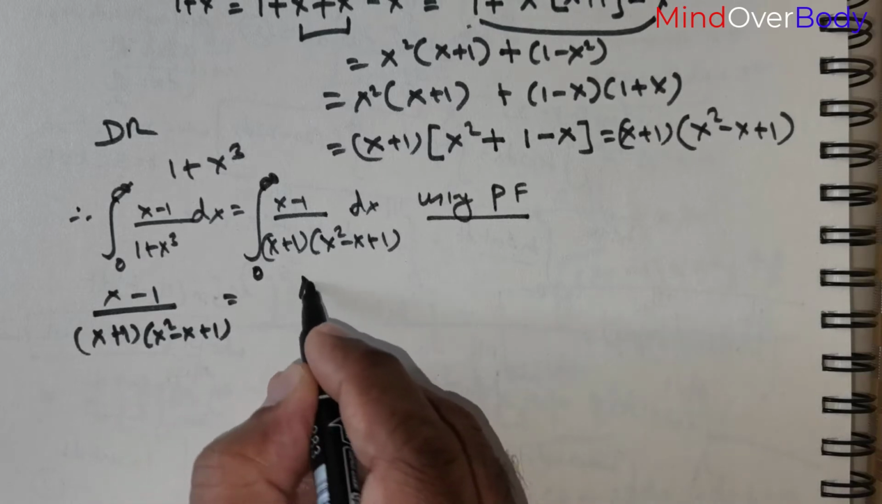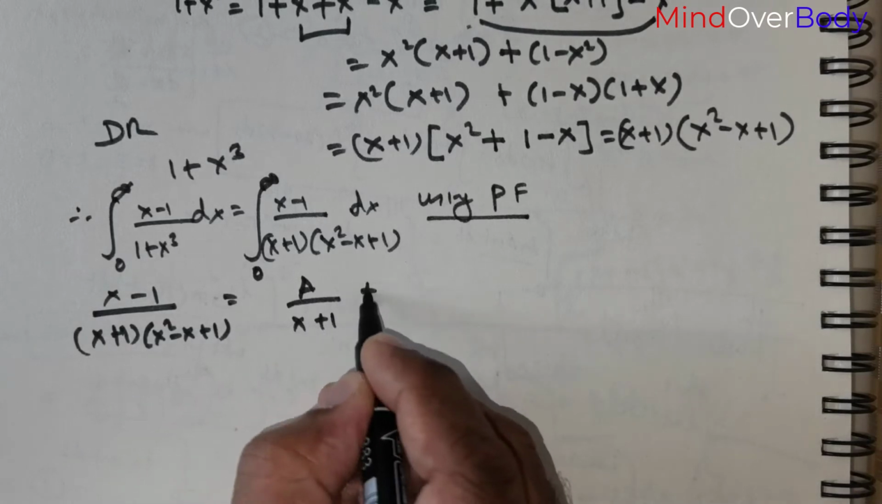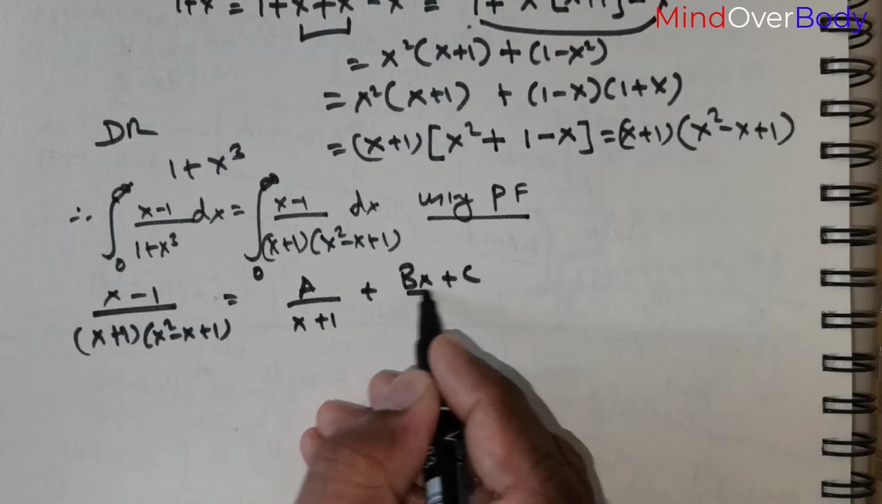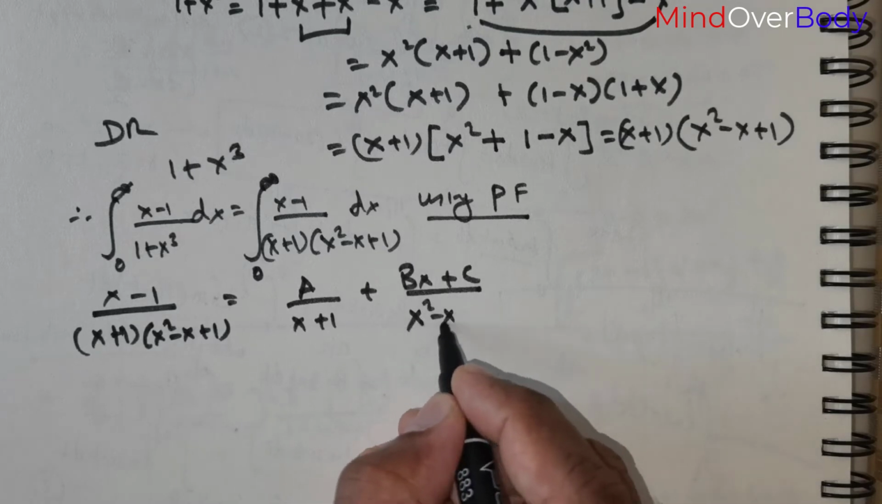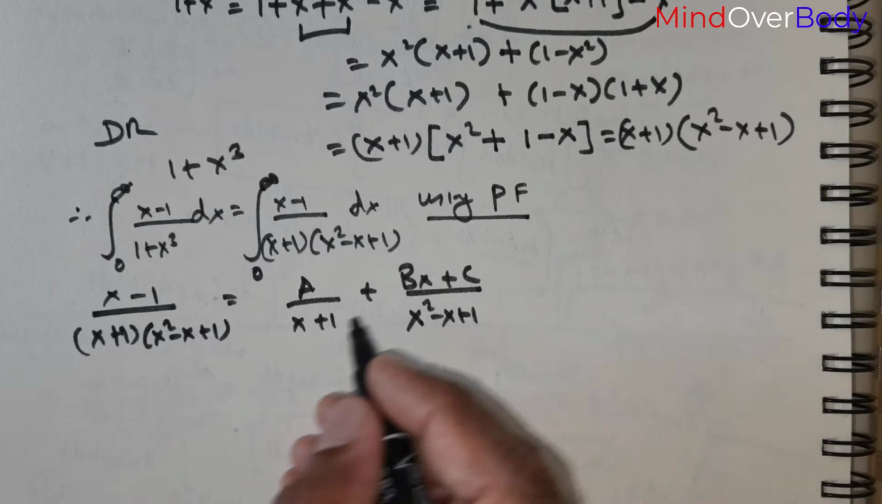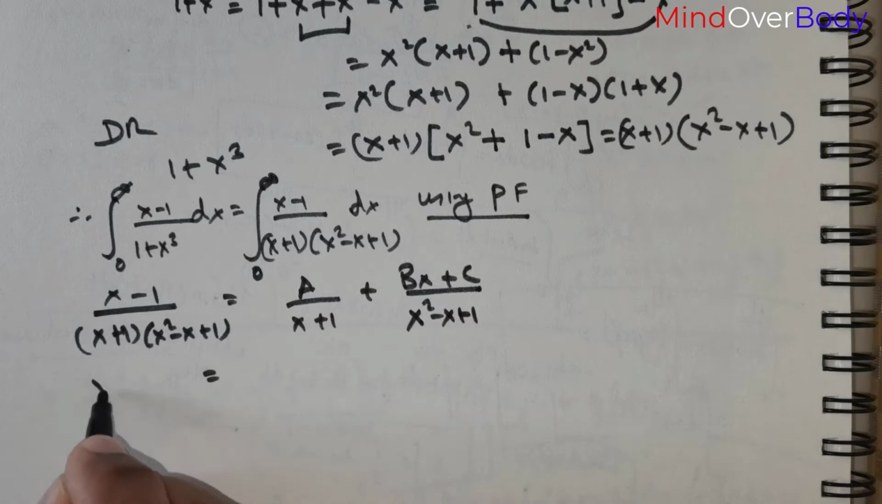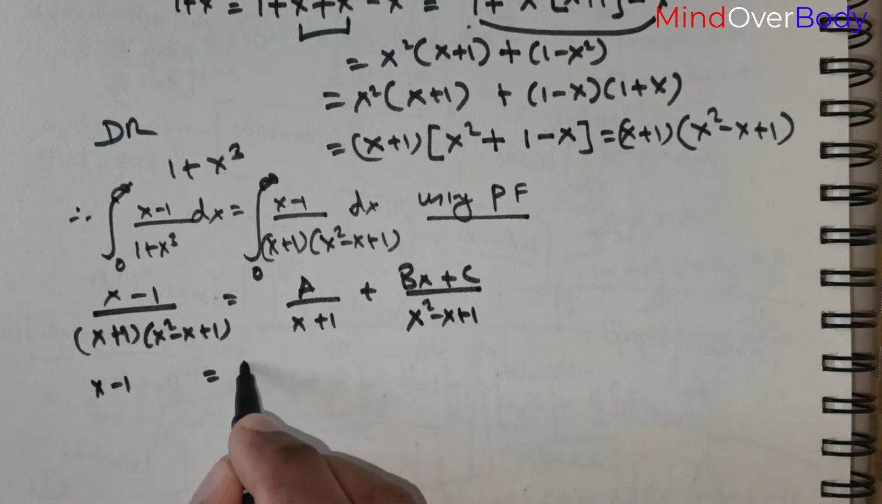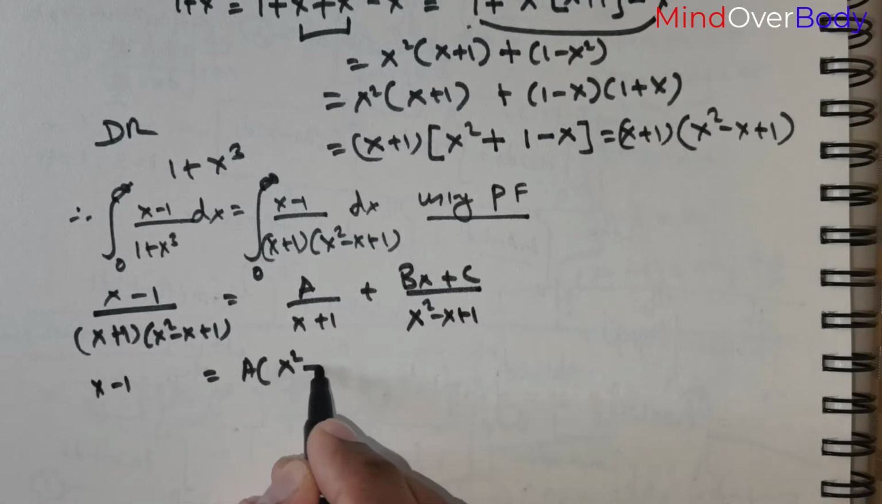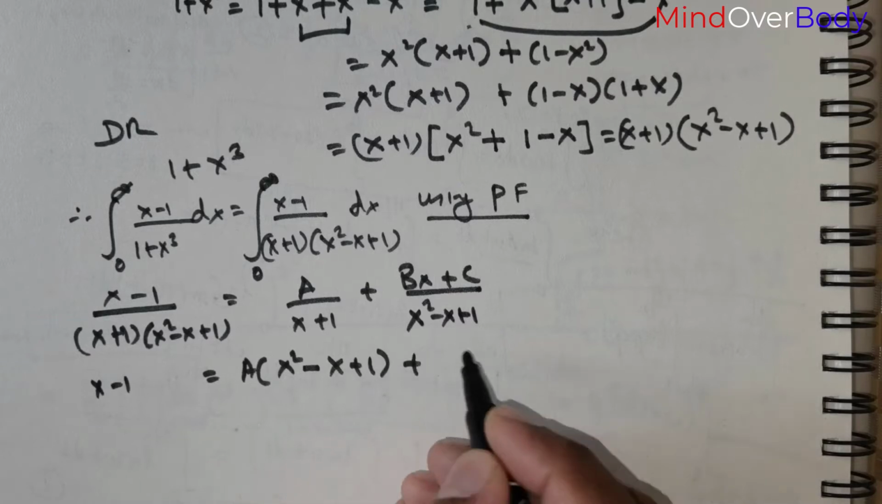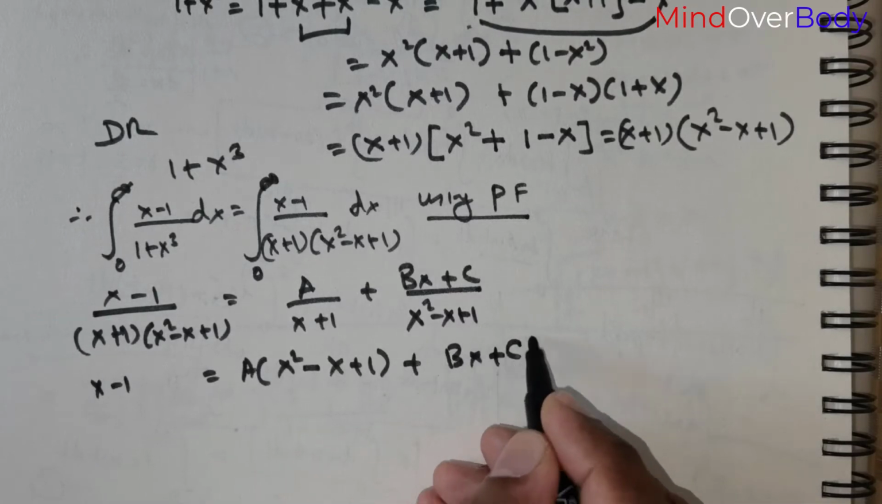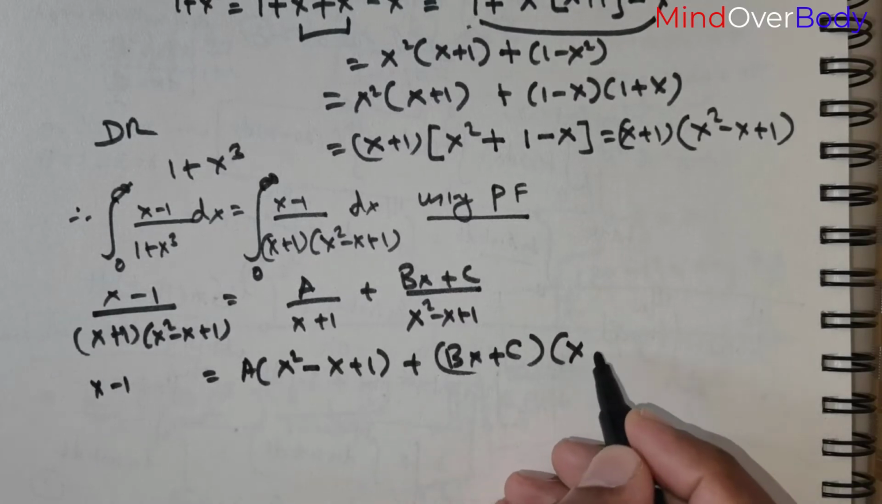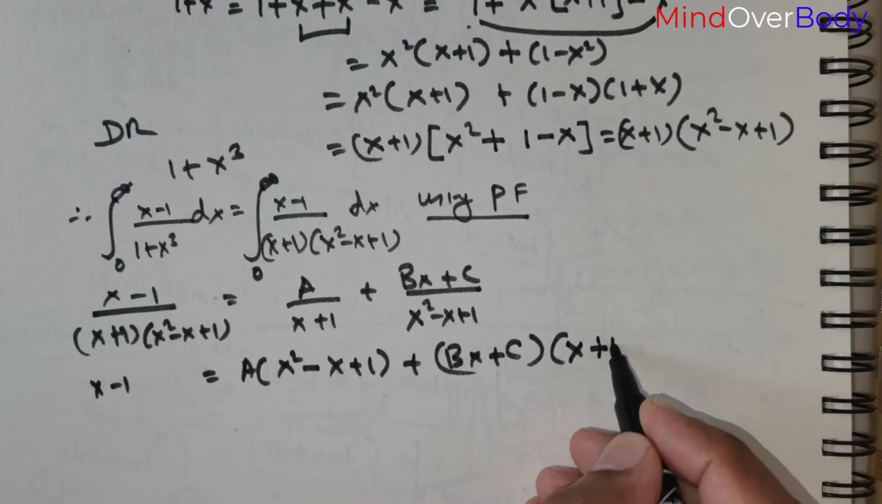So I'm going to write this as A over (x + 1) plus (Bx + C) divided by (x^2 - x + 1). So if we had to cross multiply, on the left it's going to be x - 1, on the right it's going to be A times (x^2 - x + 1) plus (Bx + C) times (x + 1).